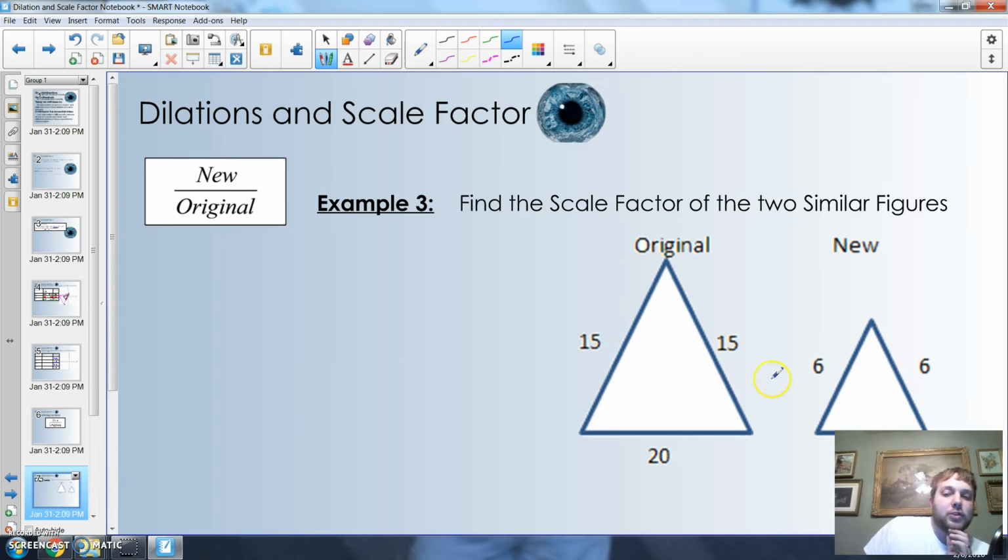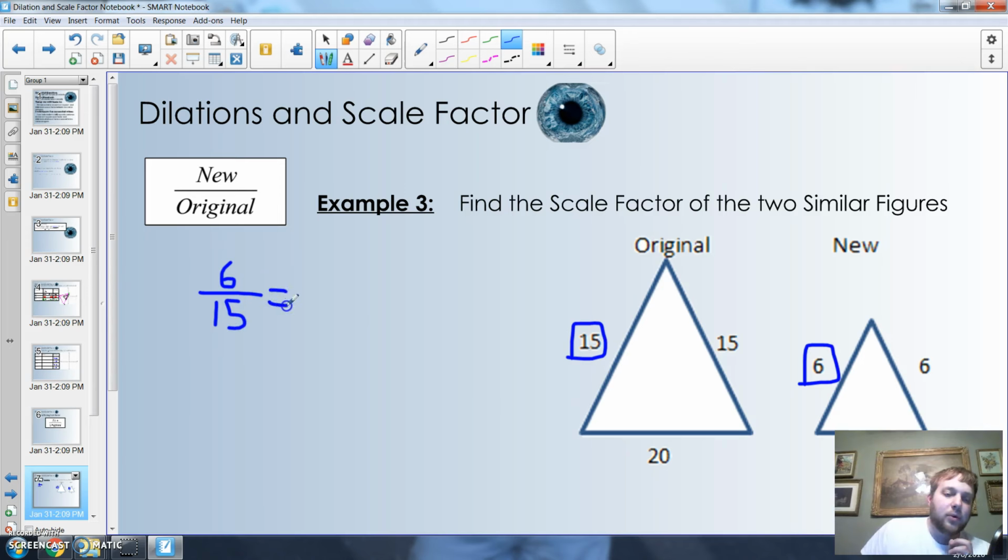If this is my original, this is an original. And here's my new. That matches up side by side, right? These are located in the same spot. I take my new, which is 6, divide it by my original, which is 15.